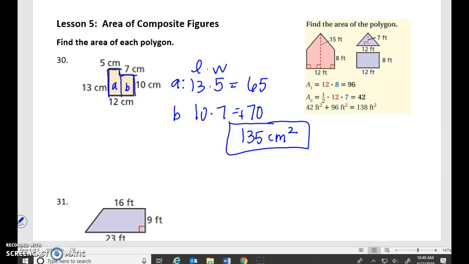So go ahead and find the area of 31. A hint for you is you will divide it into two shapes. And you have to find the base of that one triangle.